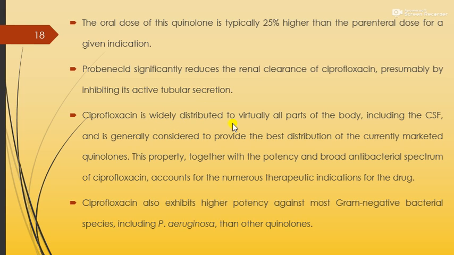Ciprofloxacin is widely distributed to virtually all parts of the body, including cerebrospinal fluid, and it is generally considered to provide the best distribution of the currently marketed quinolones. This property, together with the potency and broad antibacterial spectrum of ciprofloxacin, accounts for the numerous therapeutic indications for the drug. It also exhibits higher potency against most gram-negative bacterial species, including P. aeruginosa, than other quinolones.